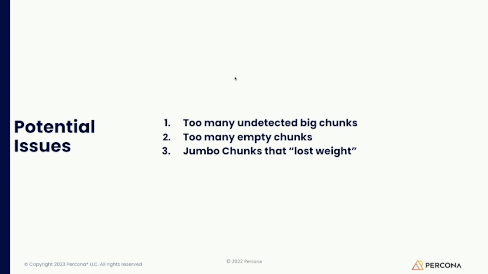That is the third issue, actually. Chunks that were marked jumbo at some point in time, but now have actually lost weight because of deleted data or whatever. But once the balancer marks it as jumbo, it's no longer cleared automatically. So let's see each of these three problems in a bit more detail.